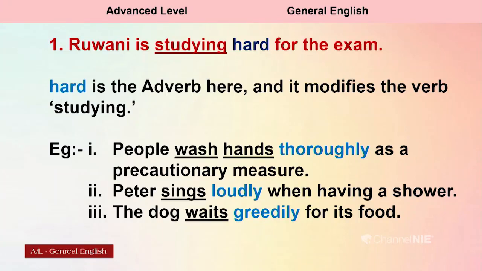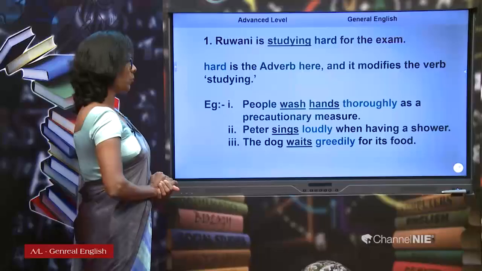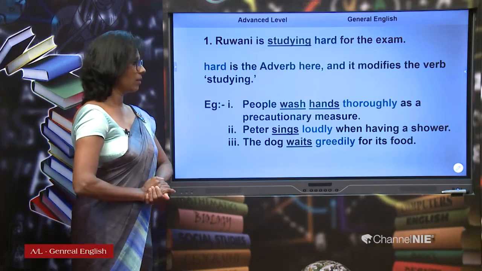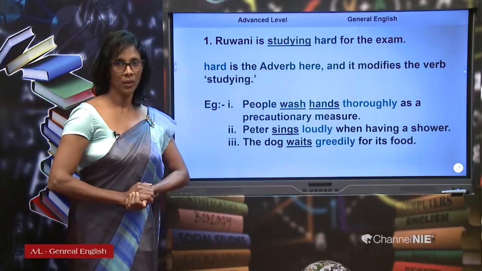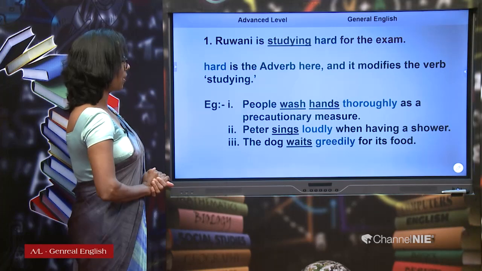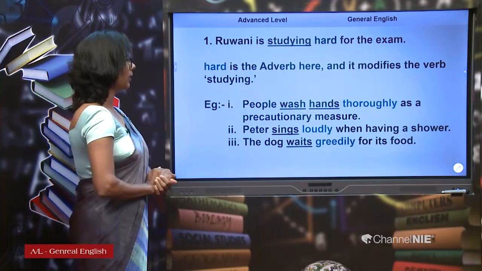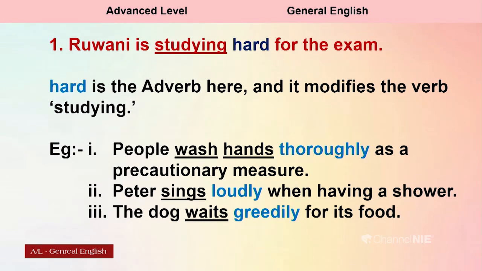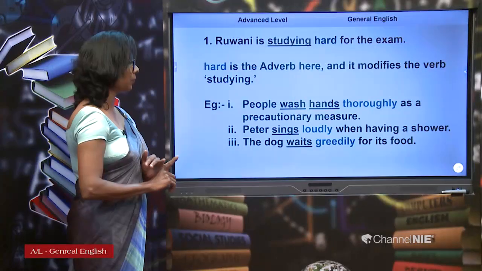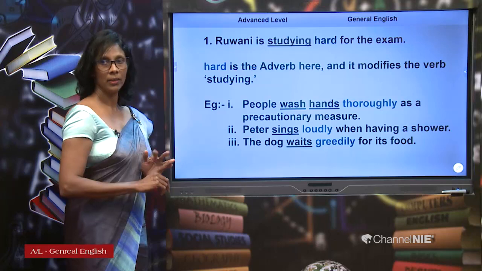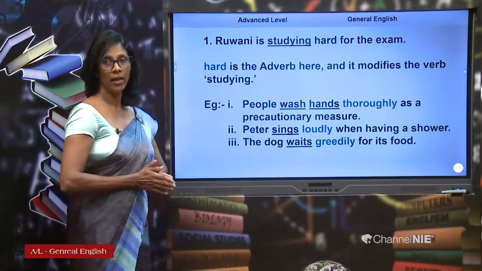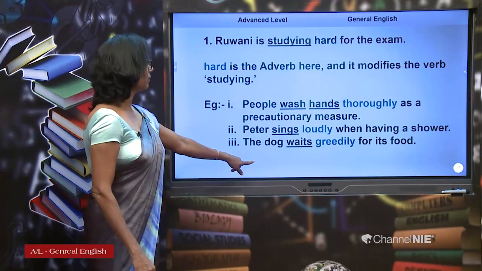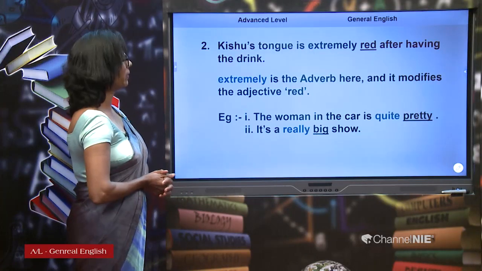So, the dog waits greedily for its food. Then the verb is waits, and how does the dog wait? Greedily, the adverb, right. So, I think these examples will help you understand the function of an adverb. Now, how to modify a verb basically, right. So, here did you see that thoroughly, loudly, greedily, we have ended the word with the suffix ly. The words are thorough, thoroughly, then loud, loudly, and then greedy, greedily. We have formed the adverb adding ly, right. So, I think you can have a better idea after reading this example.